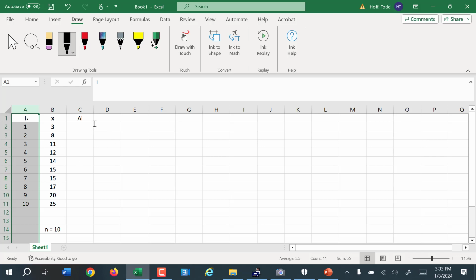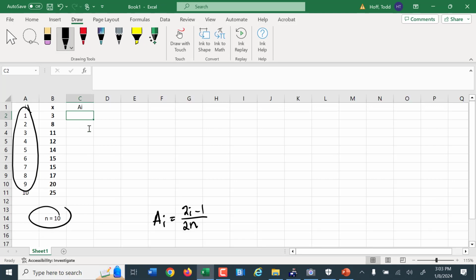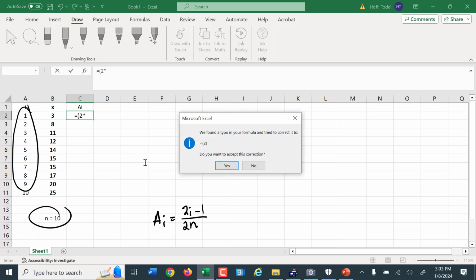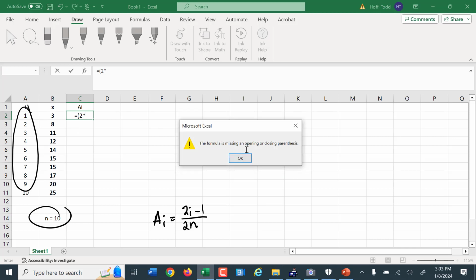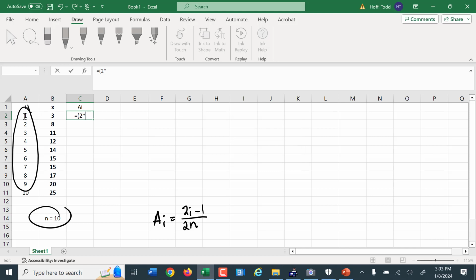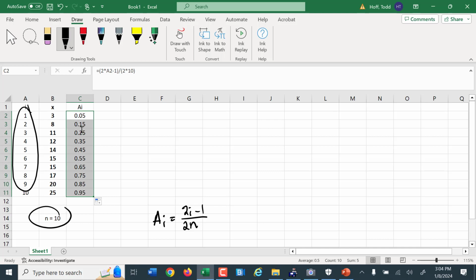Now for each of them, I'm going to calculate an a_i value. a_i is equal to (2i minus 1) over 2n. So n here is 10. There's 10 numbers in the list. These are my i values. So a_i is going to equal parentheses, 2 times this value, minus 1, divided by 2 times n, which is 10. So I get my a_i values. Now these should be evenly spread out between 0 and 1. And you can see they are.